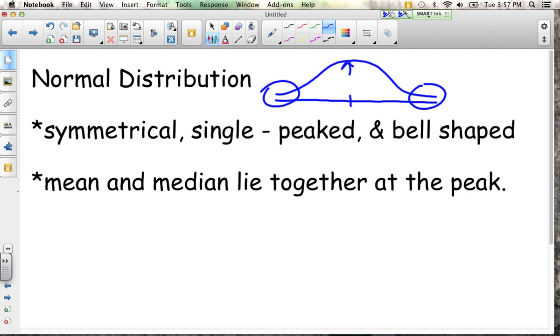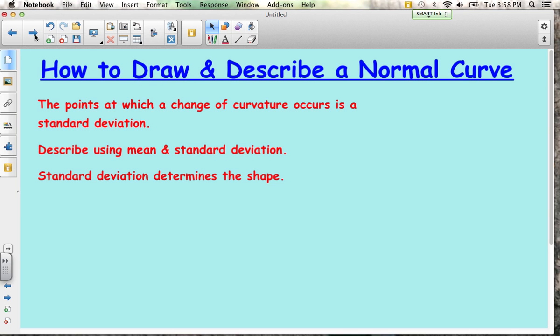Okay, it's bell-shaped, and it has this single peak there. Also, the mean and the median lie together at the peak. So, the mean is right here. That means x bar is also there because it's symmetrical. All right. Now, let's go to the next page: how to draw and describe a normal curve.